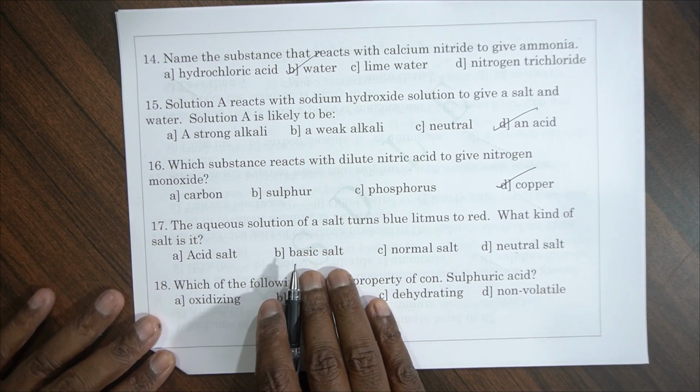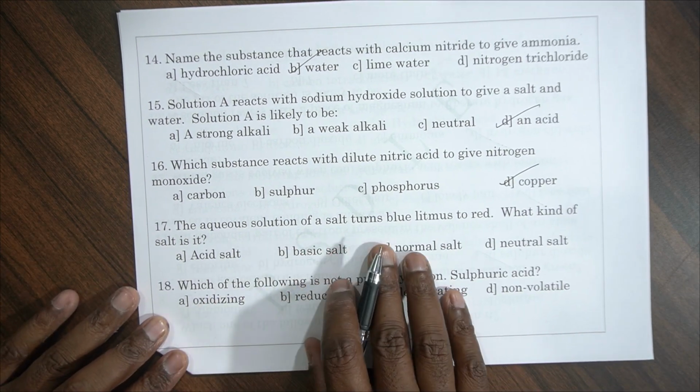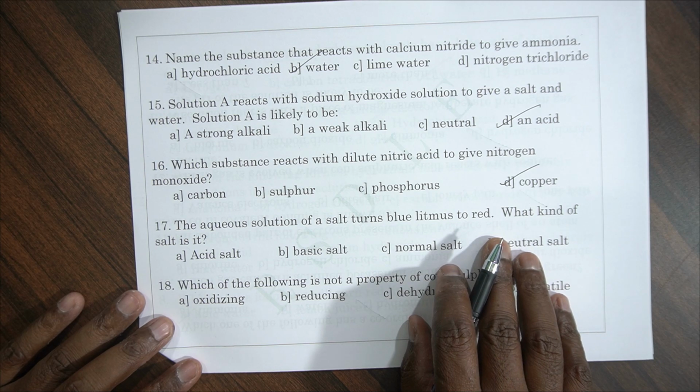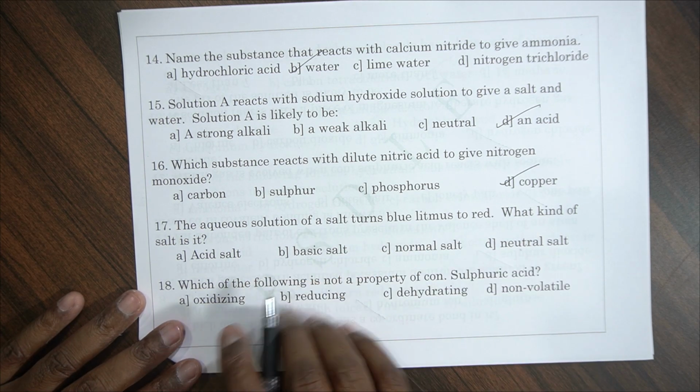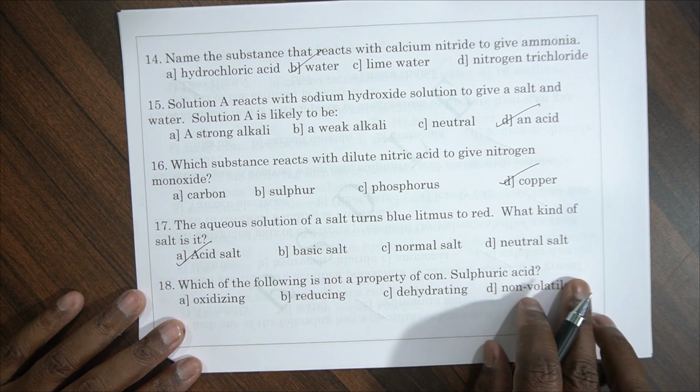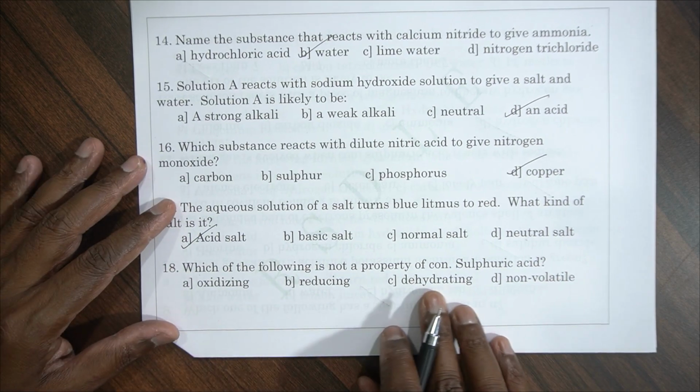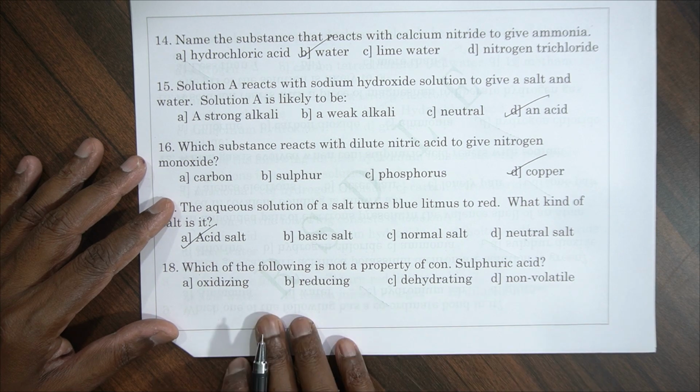Then an aqueous solution of a salt turns blue litmus to red, which means it is acidic. So what kind of salt is it? An acid salt. Okay. Which of the following is not a property of concentrated sulfuric acid?